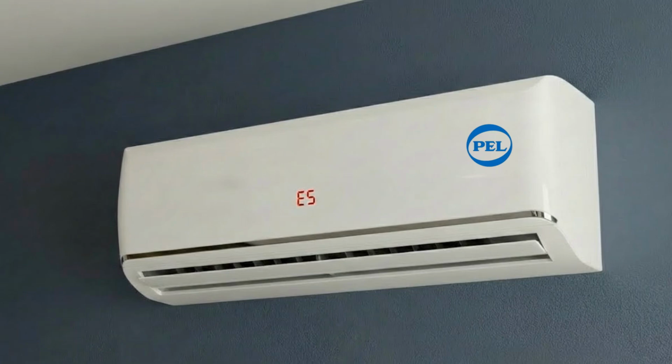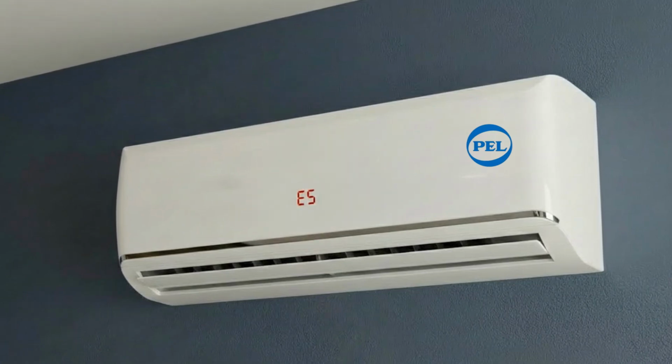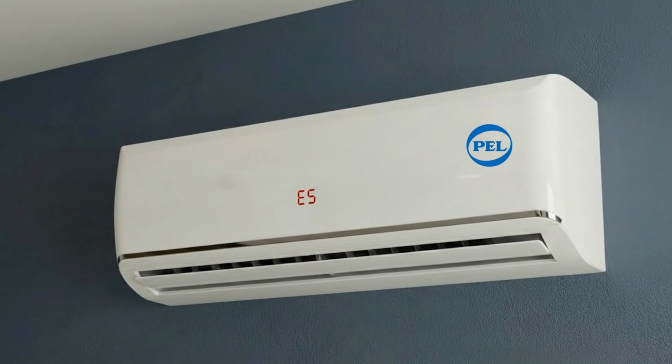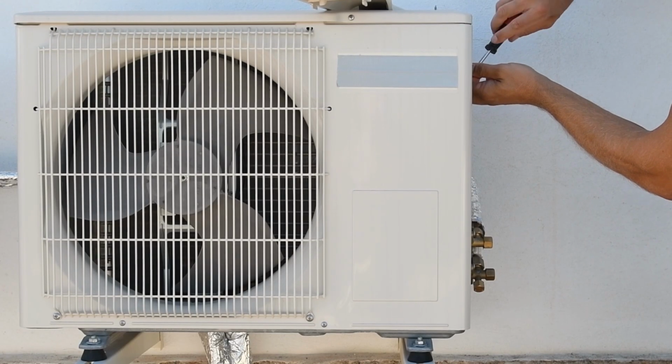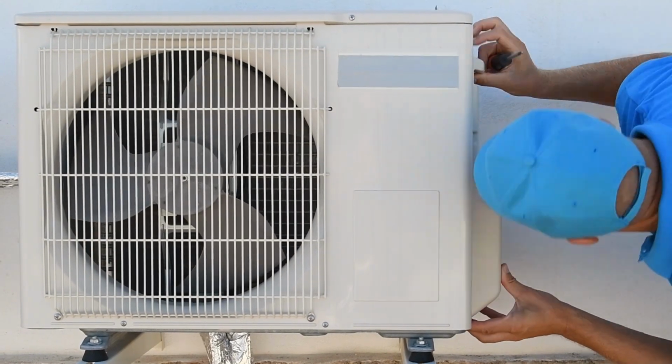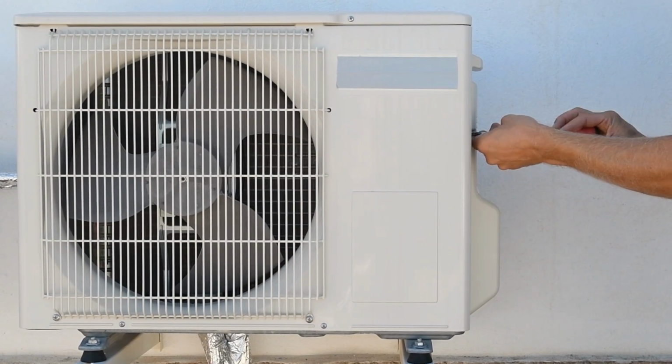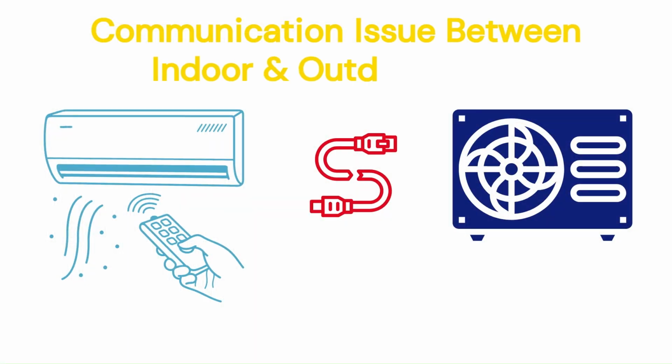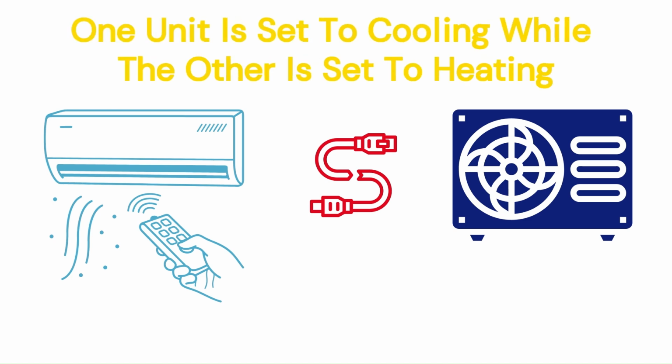Is your PEL AC flashing E5 error or 5E error and not starting? Here's what it means and how to fix it. On PEL air conditioners, E5 usually means the indoor and outdoor units are not communicating properly. Think of it like they stopped talking to each other.